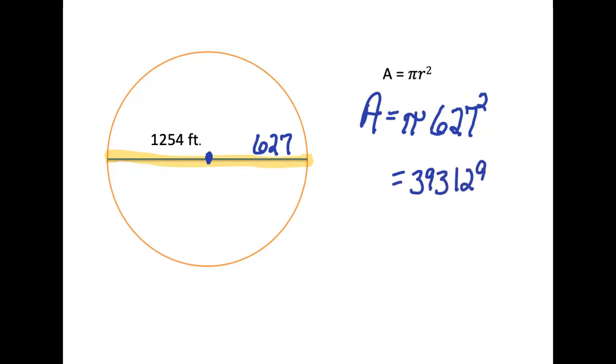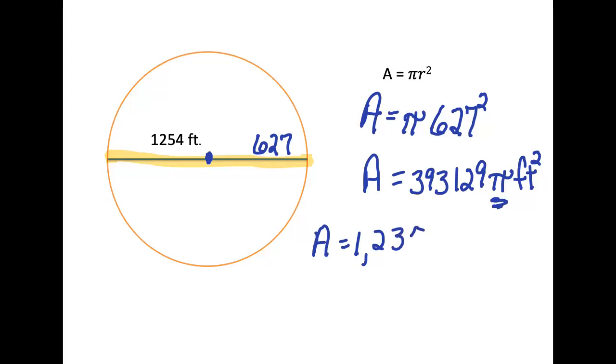393,129 pi. And that's our area, feet squared. Now circumference would just be feet, but this is area, so it's feet squared. Or if we made this replacement for pi as 3.14, our area would be 1,235,051 feet squared. And that's an approximation.